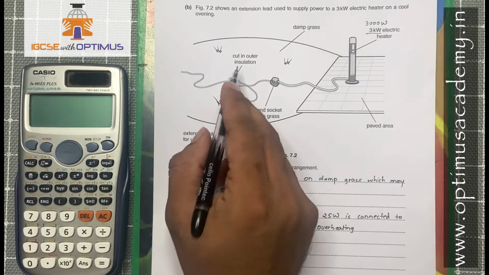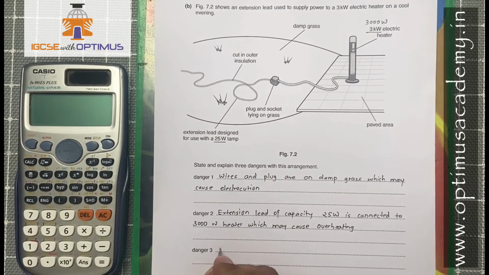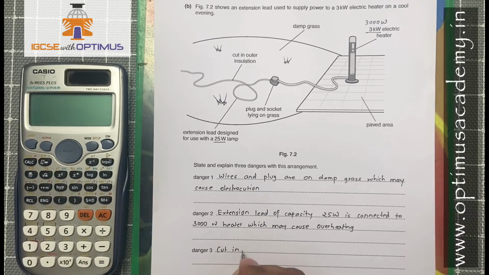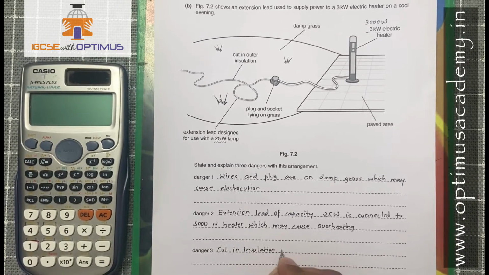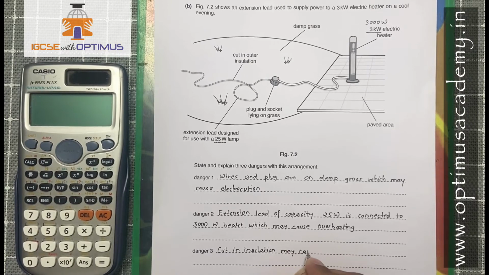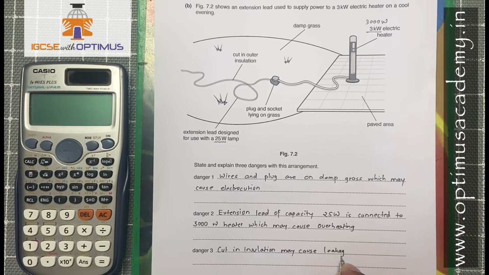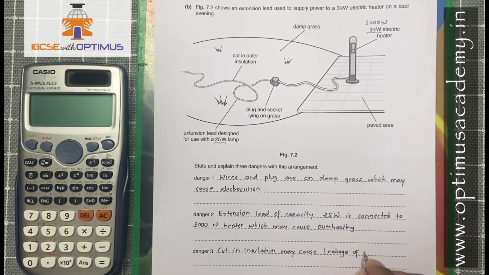We can also see the third danger over here, that there is a cut in outer insulation. So cut in insulation may cause leakage of current leading to electrocution.